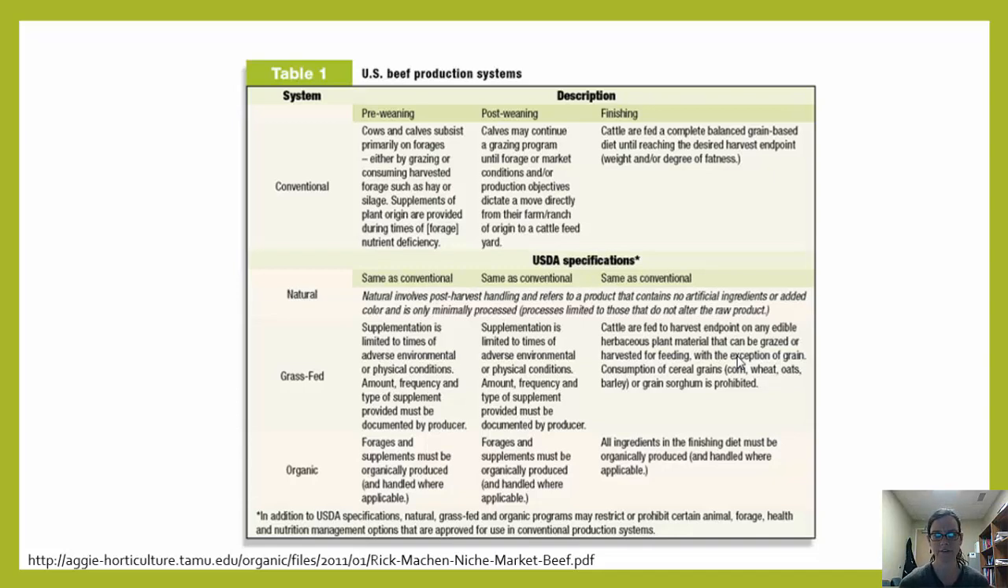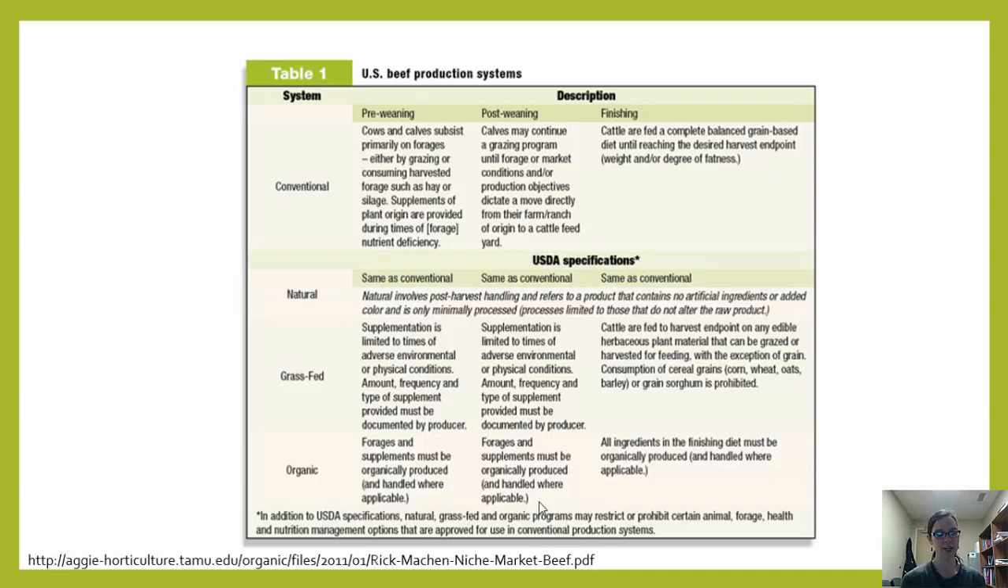And I believe, as you would assume for grass-fed, there's a specified quantity of land that must be available to the animal. And then we have organic, which basically the difference is that all feed and supplements have to be organically produced.